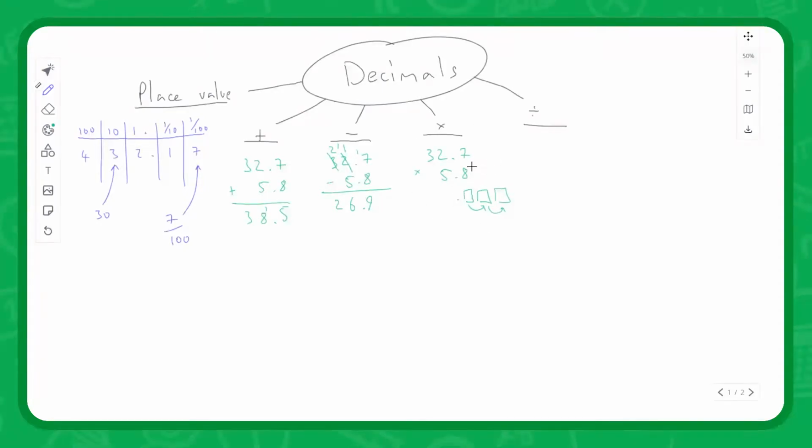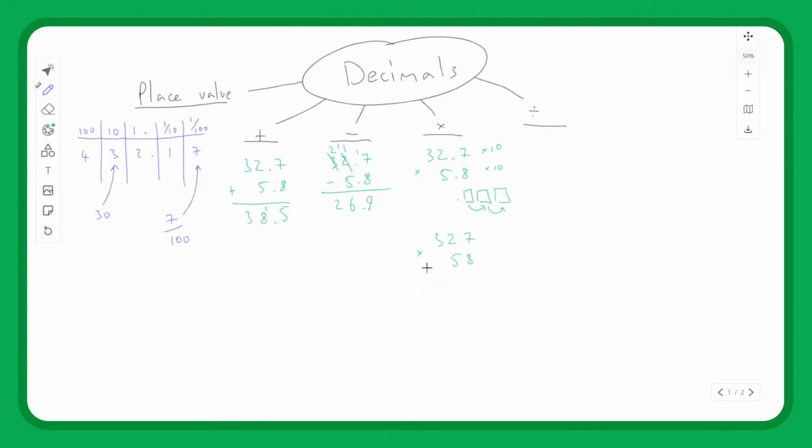Well, so we can do this method if we want to. It's much easier in a way to artificially turn this into a much nicer question. So we can turn this into a nice question by just timesing the top by 10 and timesing the bottom by 10 as well. So I end up with 327 times 58. And at the very end, I know that my answer is going to be 100 times too big, right? Because I've timesed this one by 10 and I've timesed this one by 10.